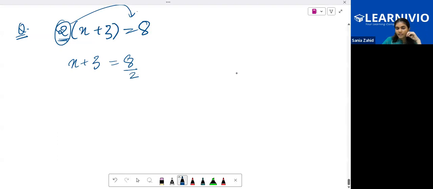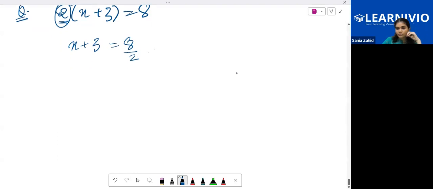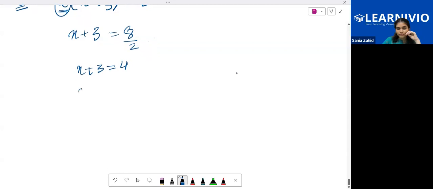Okay. Right? Now what you will do? Tell me what you will do now. x plus 3 is equal to, if you divide 8 and 2, x plus 3 is equal to 4. Then what is x equal to? x is equal to 4 minus 3. So x is 1.